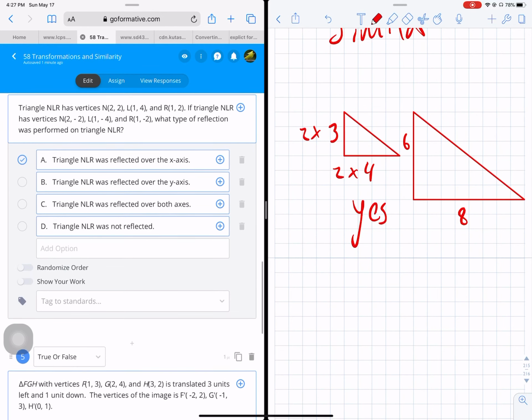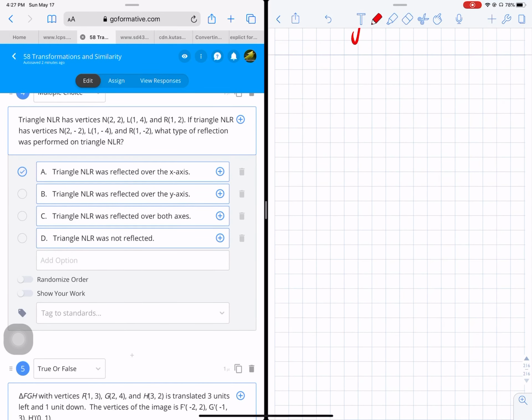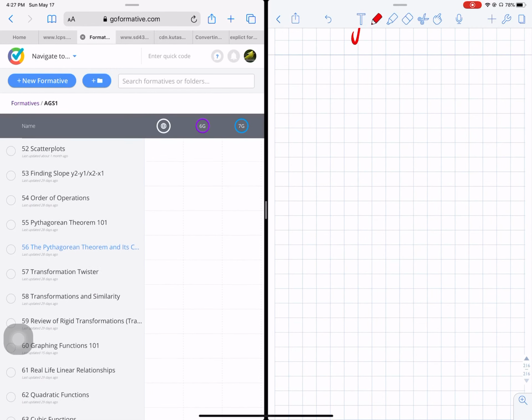Then we have triangles where there's no graph. You have to kind of think about this. Okay, this has this, it gives you the coordinates, and then it tells you now the new vertices are these. Okay, what type of reflection is that and why? So you might have to grab some graph paper or some paper and you draw it out and you figure it out. So that's about as hard as the transformations get, as you might have to do some of these.